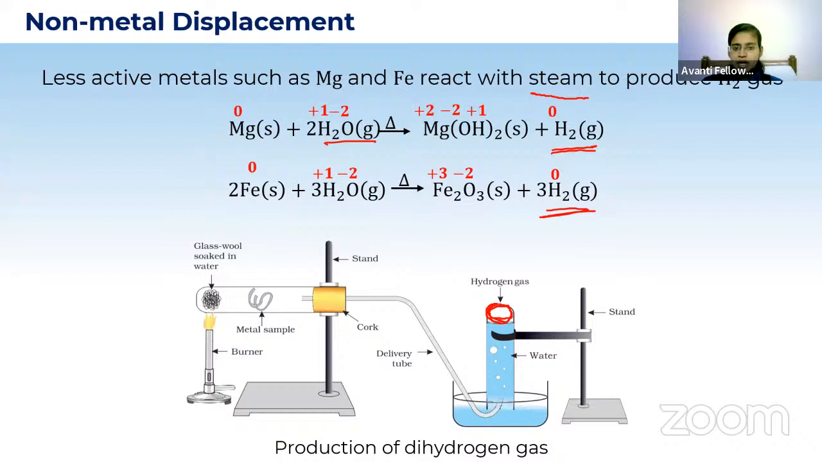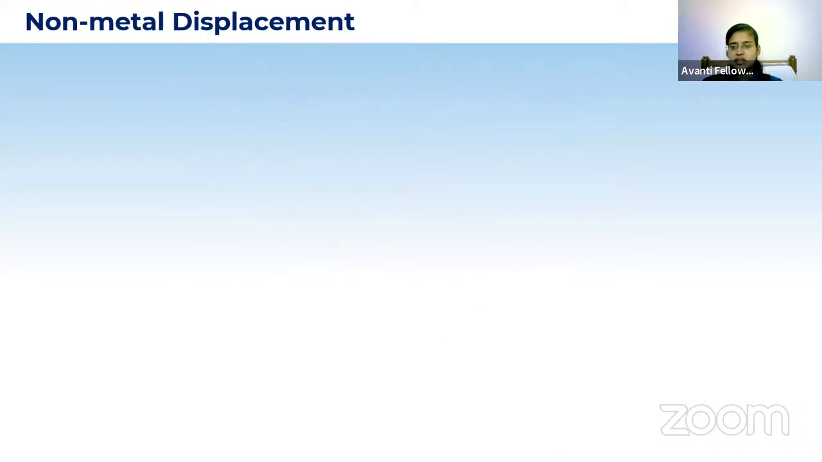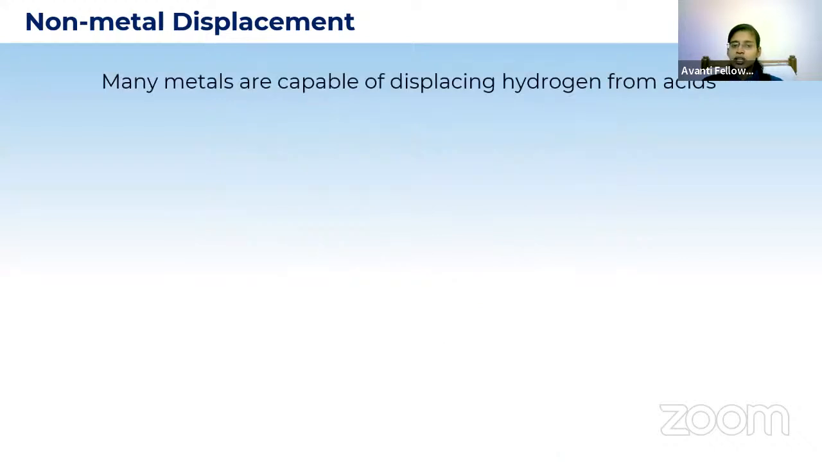So this is the metal. If this metal is iron, we will get 3 moles of H2 here. Got it? So this is the production of dihydrogen gas from the reactions. All right. Now, the third point is many metals are capable of displacing hydrogen from acids.